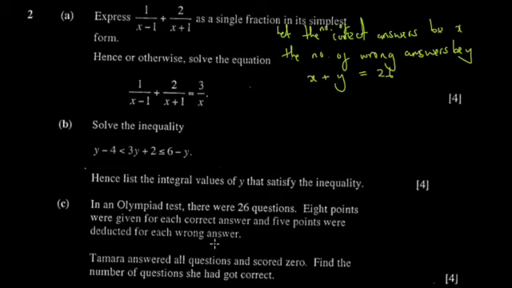And then on the next part, 8 points were given for each correct answer. So 8 by x, plus, for the wrong answer, 5 points were deducted. If it's a deduction, then we actually have to say minus. So minus 5 points for every incorrect answer, so 5 by y, and it's equal to 0. Okay, so this person got 0, and then you're asked to find the number of questions she got correct.